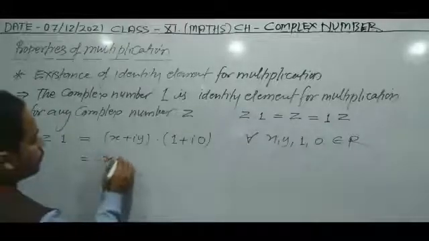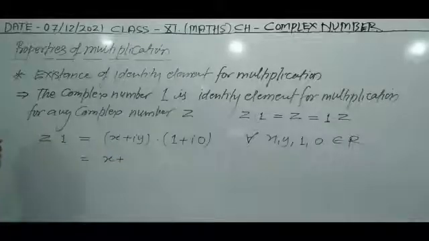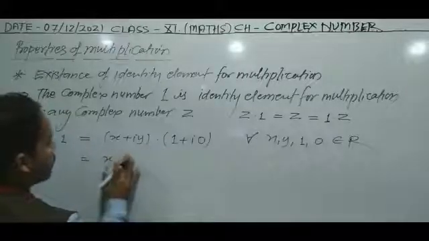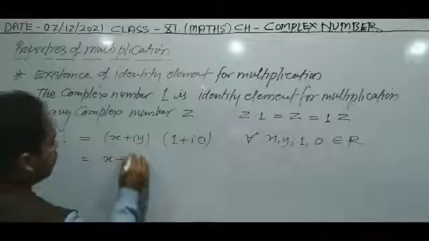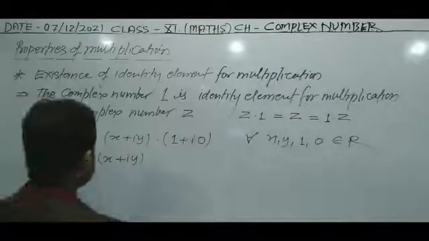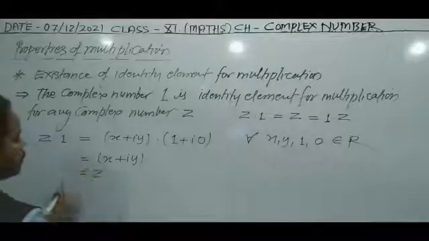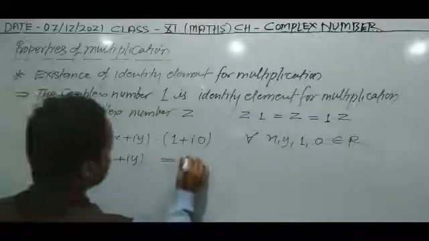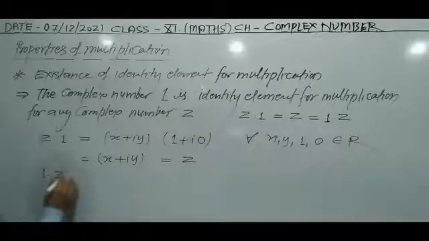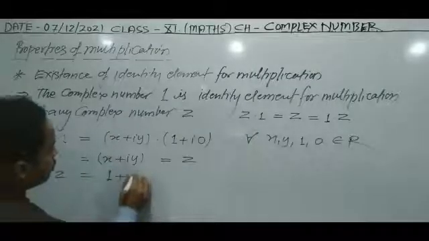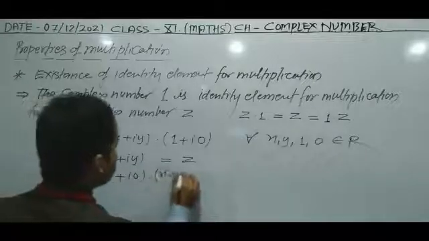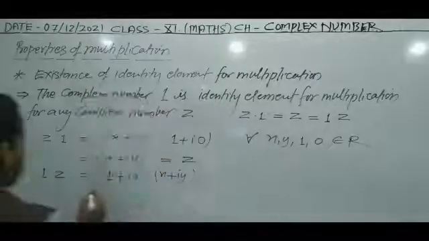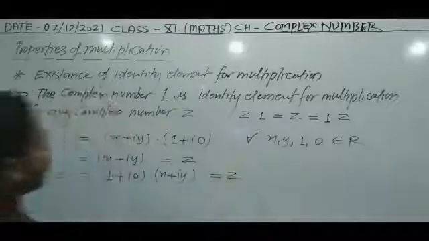And this we can write: when you multiply x into 1, you will get the same result, x plus iy, and this is z. Now 1 into z, we can write 1 plus i0 into x plus iy. As a result, you will also get z.